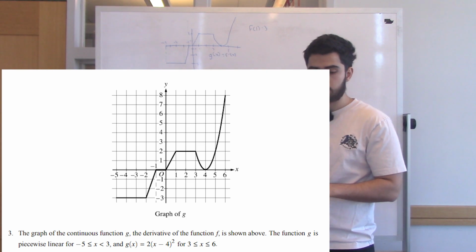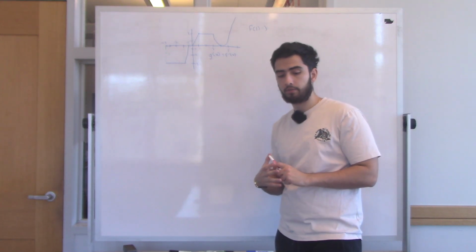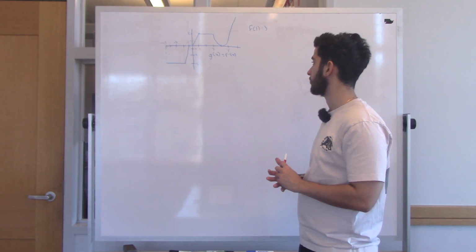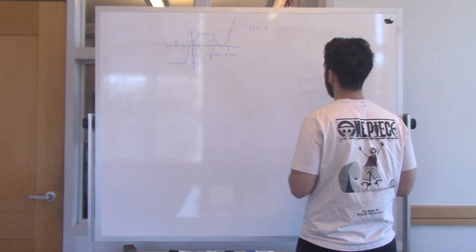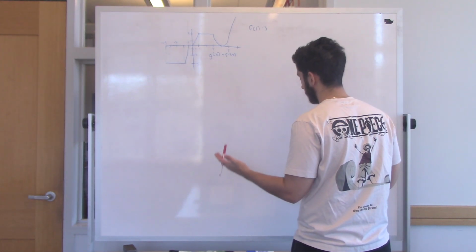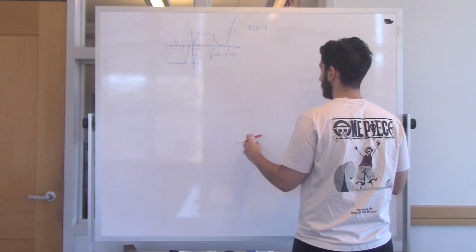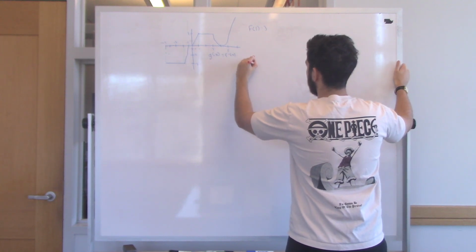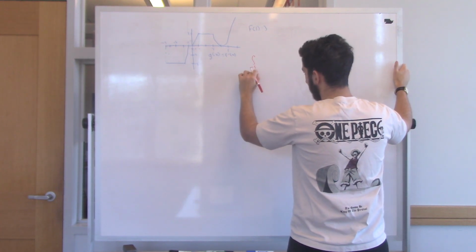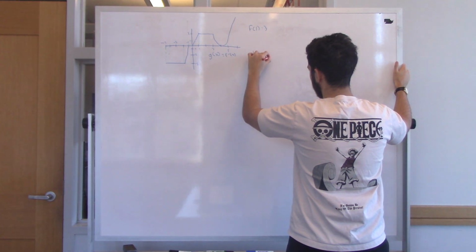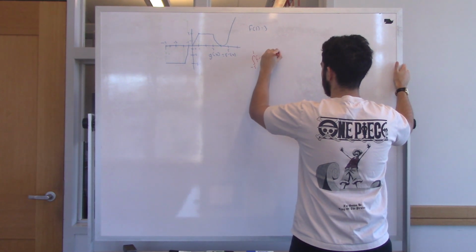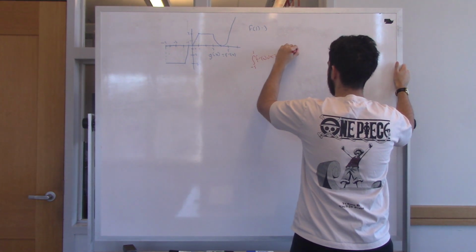Alright, so part A is just asking us to find f of -5 given that f of 1 is 3. Okay, how do we do that? Well, we have the graph of f prime. To go from f prime to f, we integrate, right? So the integral from -5, which is what we want, to 1, what we have, of f prime of x dx, is then going to give us f of 1 minus f of -5.